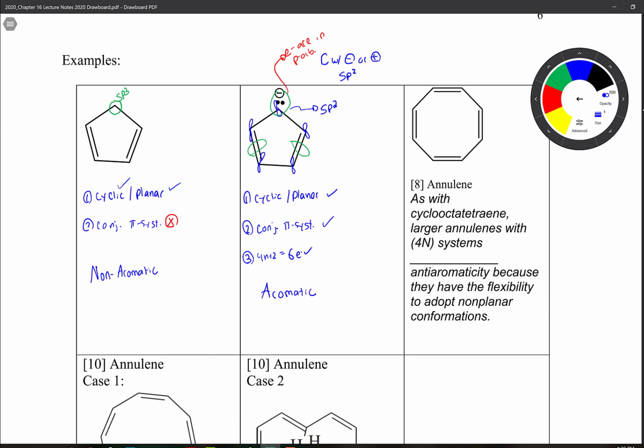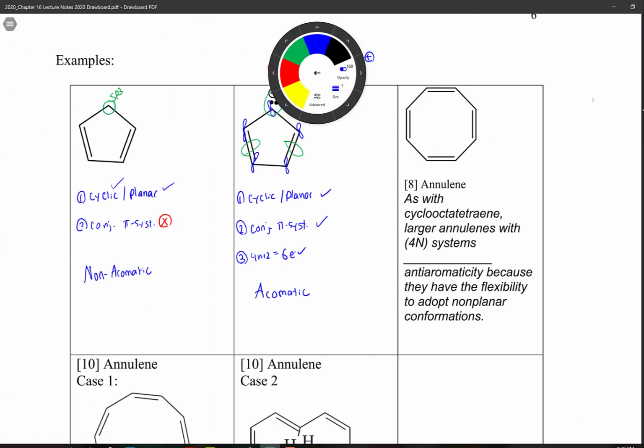All right, what about cyclooctatetraene? Let's take a look at this molecule here. With this molecule, are we cyclic? Yes. Are we planar? Let's wait and talk about that in a second. Number 2, do we have a conjugated pi system? Well, let's wait on that for a second too, and let's look at number 3. Let's figure out how many electrons we would have here. See if you can follow me on this.